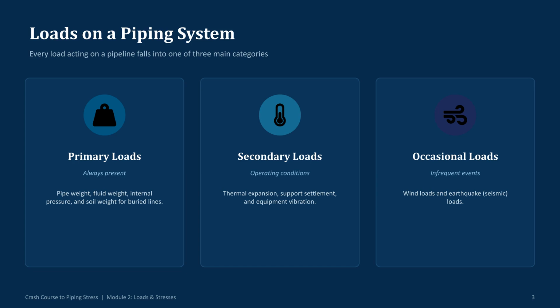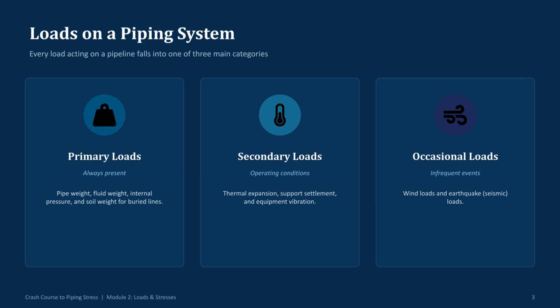First, primary loads. These are the loads that are there all the time, every single day the pipe is in service. Think of the pipe's own weight, the weight of whatever fluid is flowing inside it, water, oil, steam, and the internal pressure pushing outward from the inside. If the pipe is buried underground, you'd also add the weight of the soil sitting on top of it. The key idea: primary loads never go away.